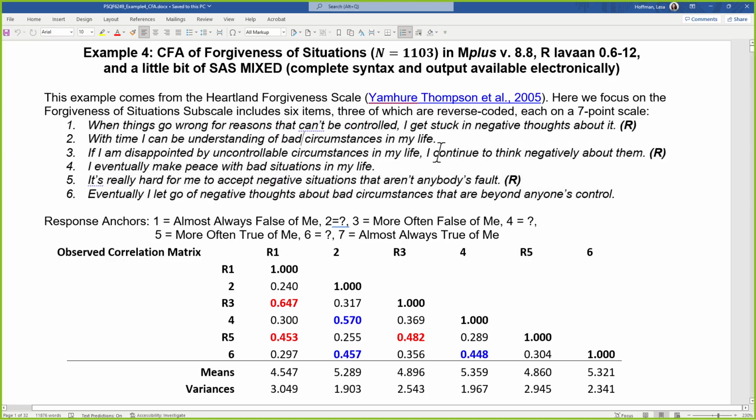So here are the items. I have noted that 3 of them are reverse coded, so they're not actually measuring forgiveness. They're measuring lack of unforgiveness. That's the best version of English, to put a label on it. For example, "If I am disappointed by uncontrollable things, I continue to think negatively about them." I might call that rumination, maybe, but I'm told that is a separate construct. I'm not a personality psychologist, so I'm not going to argue that point. But right off the bat, I want to highlight this 3 reverse coded thing because this is going to be a salient feature of the data.